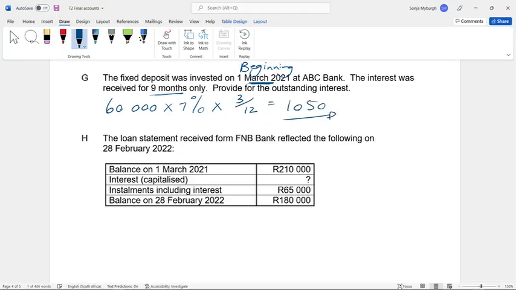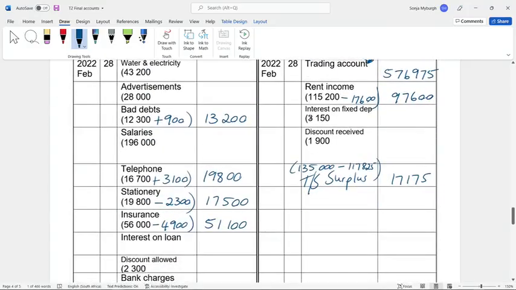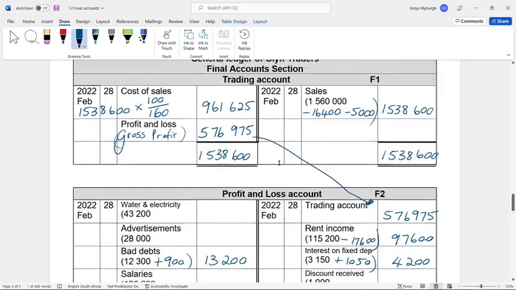Accrued income. We still need to receive income for rent, interest on fixed deposit, 1050. Accrued, we add 1050 to give us 4,200. And if you take 60,000 and you calculate 7% of that, it will give you 4,200 that you have to receive for the full year.